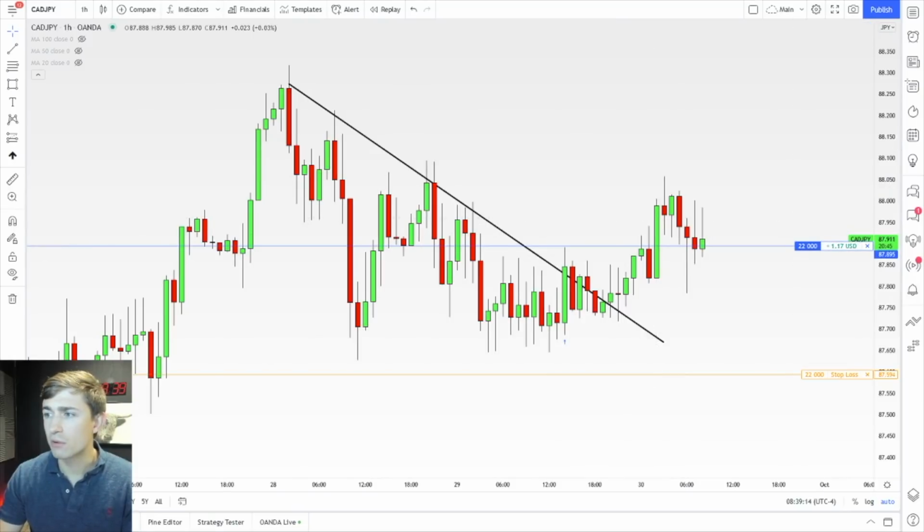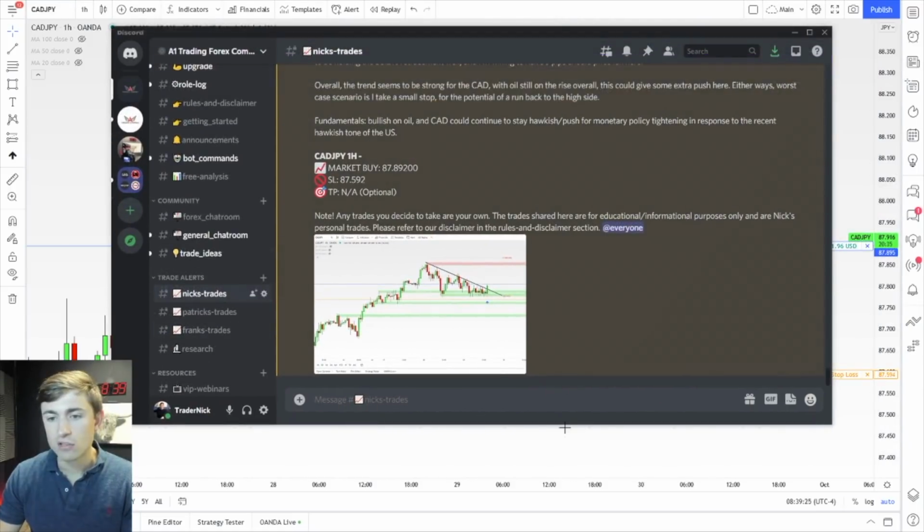Now, one more thing I will say is that this is a trade that I did take inside of our private Discord channel. So I ended up taking this long position on CAD yen here.